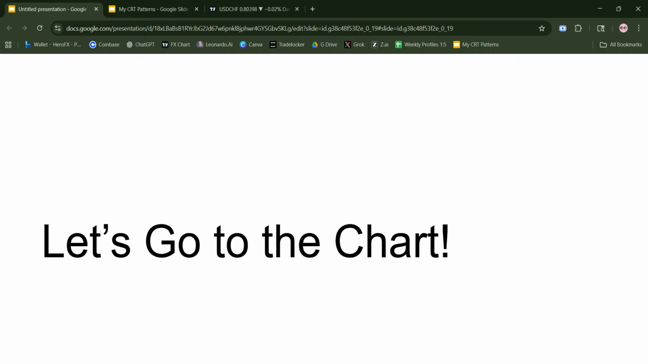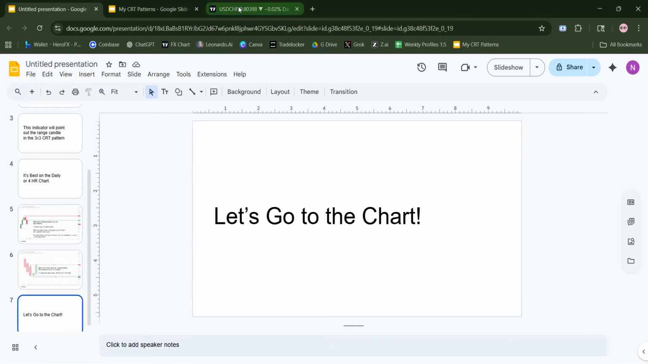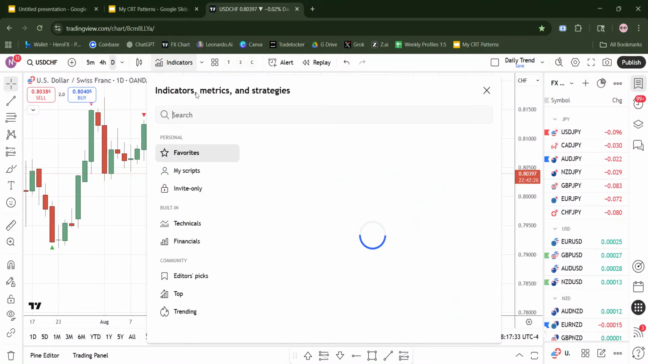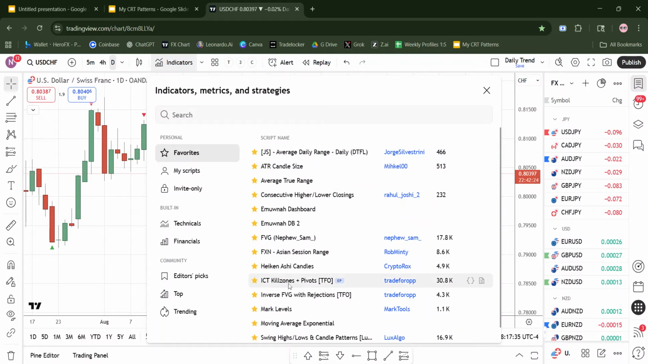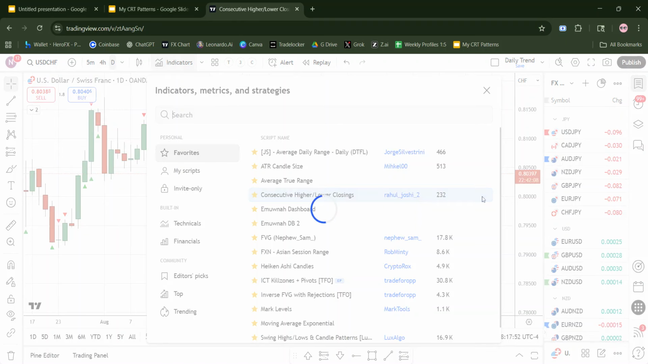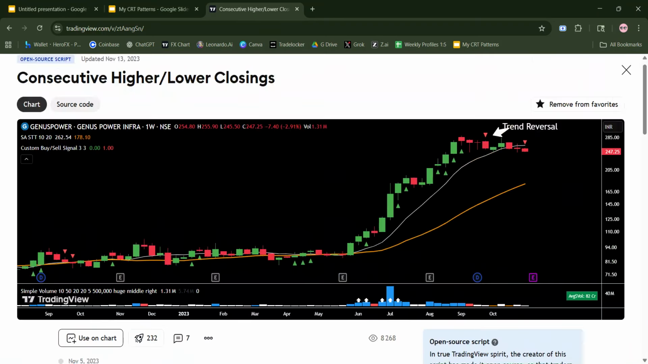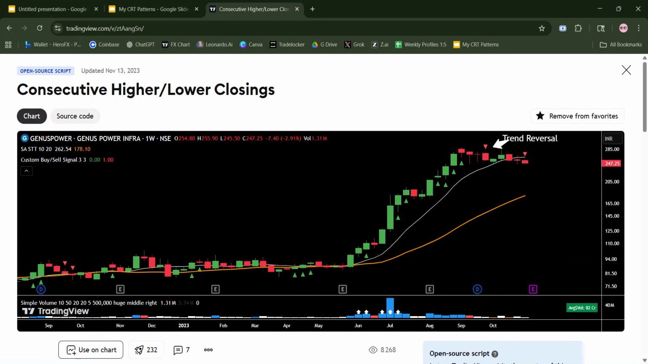So let's go to the chart. I'm going to show you now the indicator. You're going to look for this indicator: Consecutive Higher/Lower Closings by Raul Joshi _2. To know you got it, when you search for it and click on it, or better yet, click on the About the Script, you should see this right here. That's like the reference image, and he gives a description and all that good stuff. So, consecutive higher and lower closes.